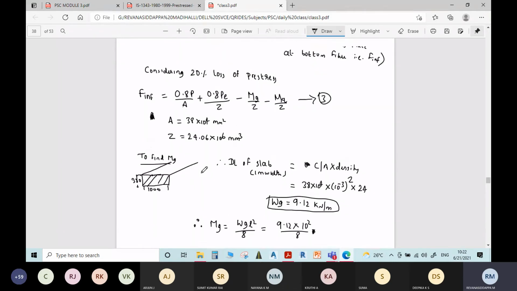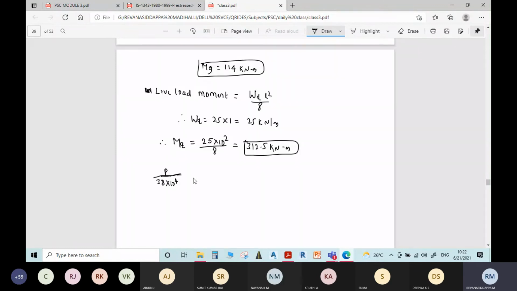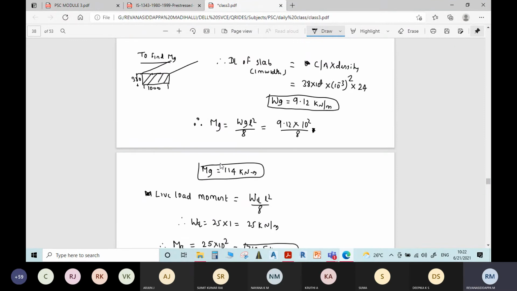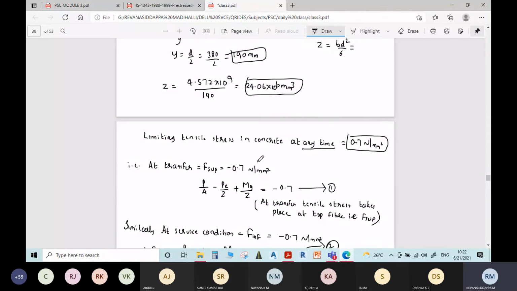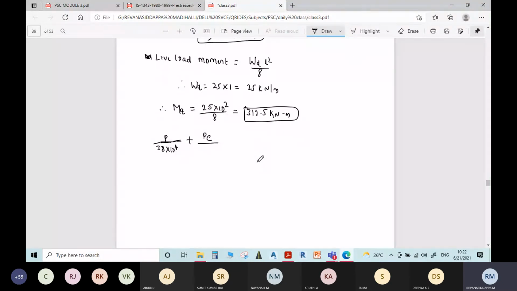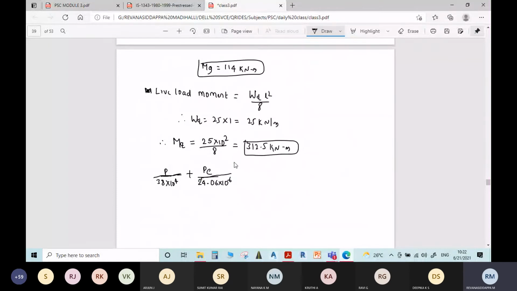P by A is over. Next is P by Z plus P by, section modulus. How much is it? 24.06 into 10 power 6. P by Z, then minus mg by Z. Minus mg, which is 114 kilonewton meter.